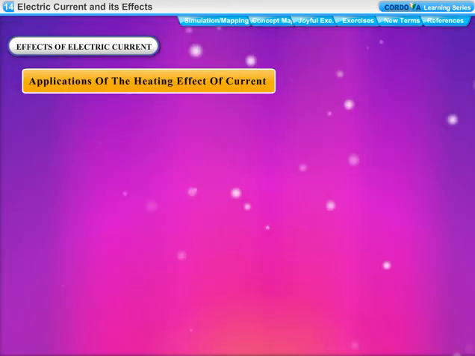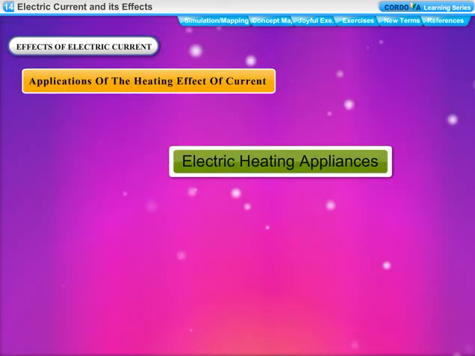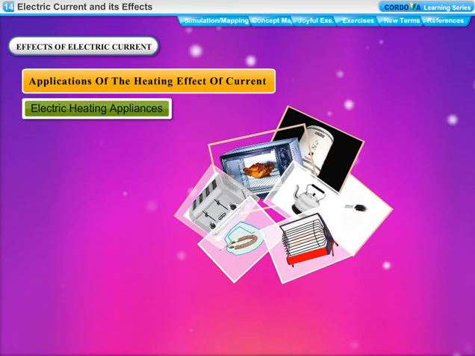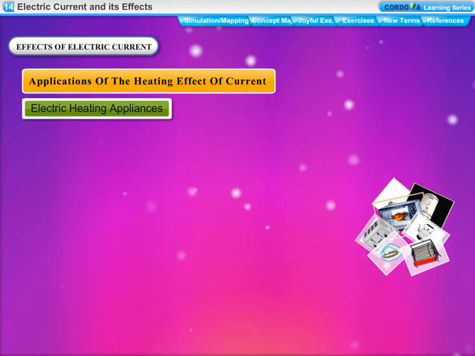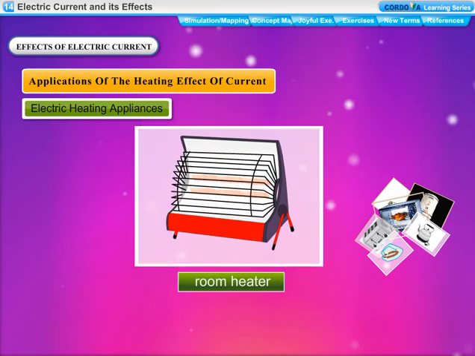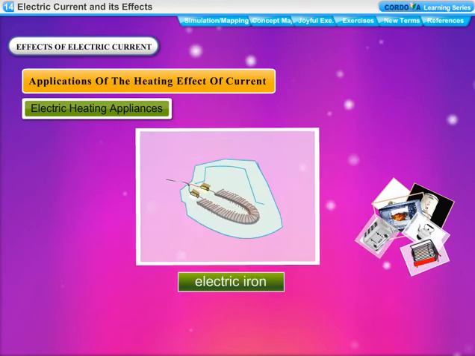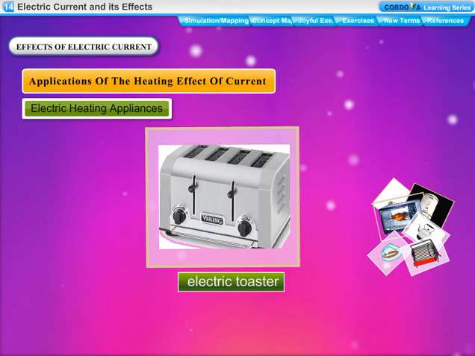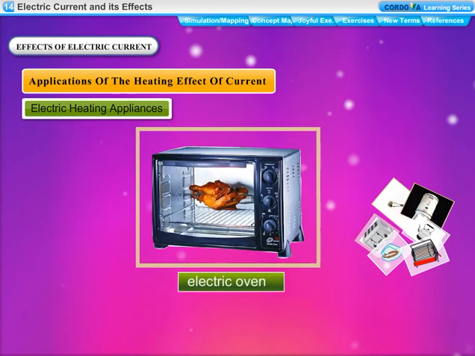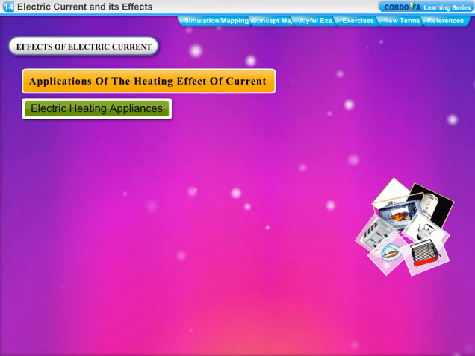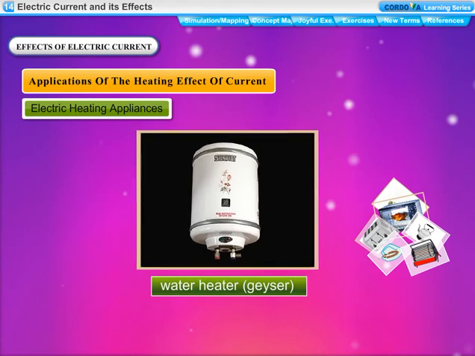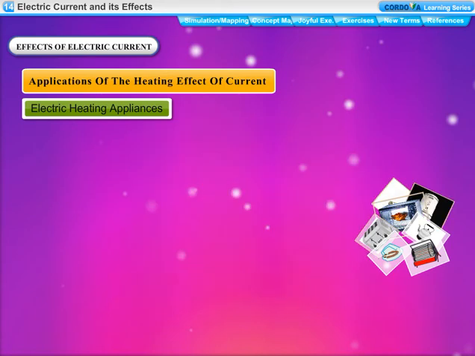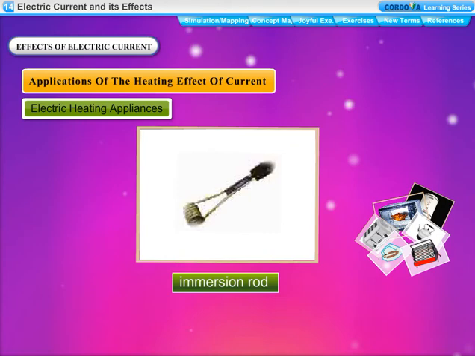Applications of the heating effect of current. Electric heating appliances. The electric heating appliances such as electric room heater, electric iron, electric kettle, electric toaster, electric oven, water heater geyser, immersion rod, etc. work on the heating effect of current.